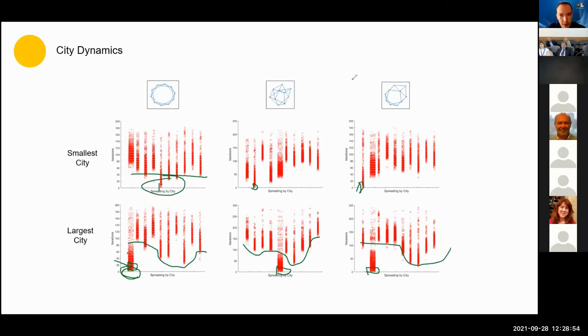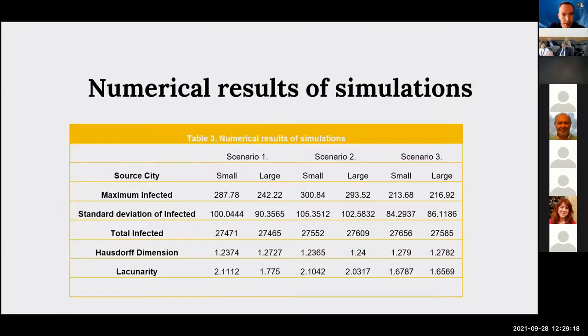So this is what I got from my agent-based modeling approach: it's much worse and the disease spreads quicker if it starts from a smaller reservoir. And if it starts from a bigger reservoir, like a large city, it stays contained inside the city. So this is the smallest and largest city. Numerical results, which you can find in my paper. So basically everything says that it's worse to start from a smaller city.